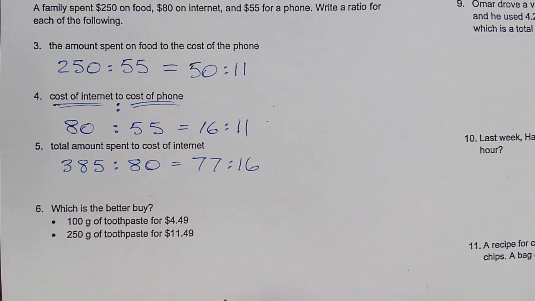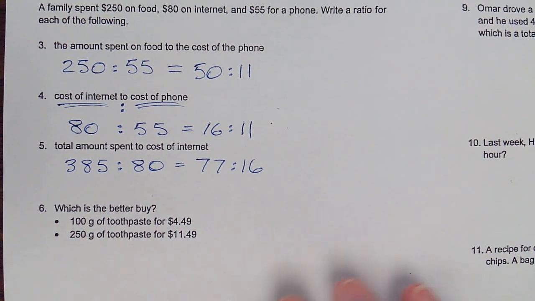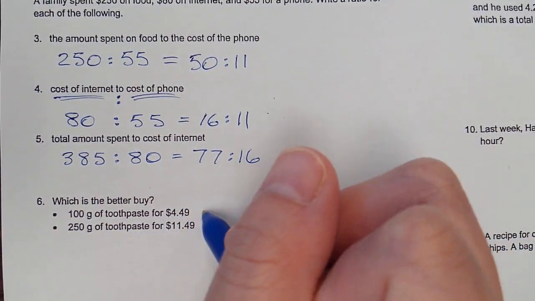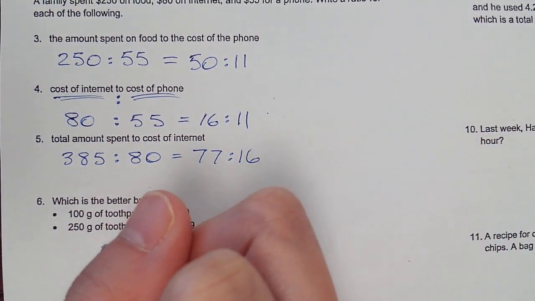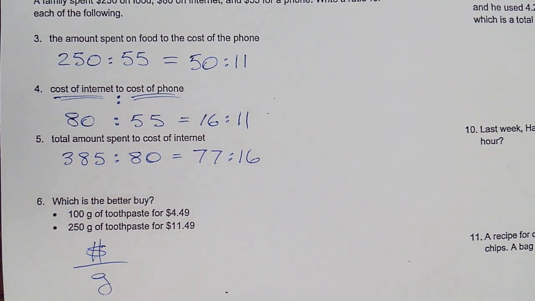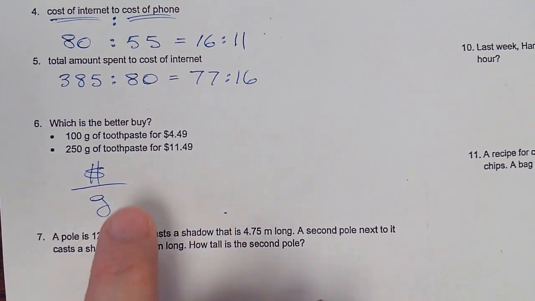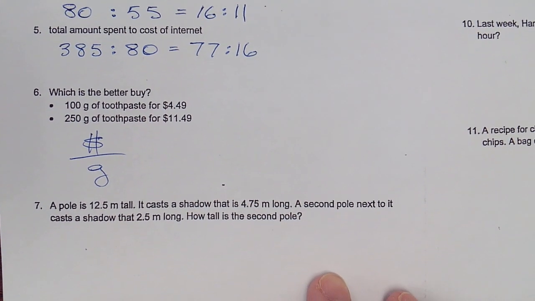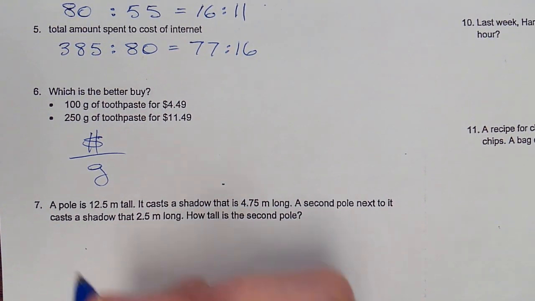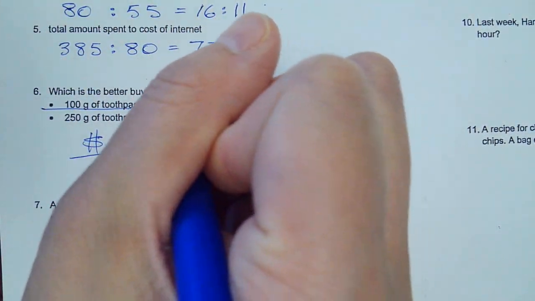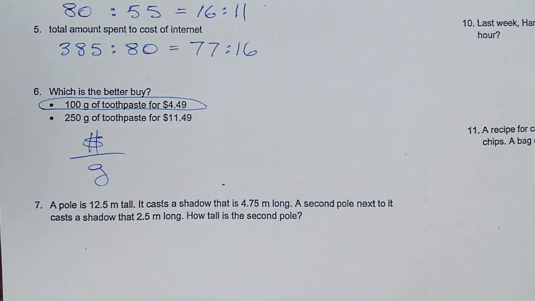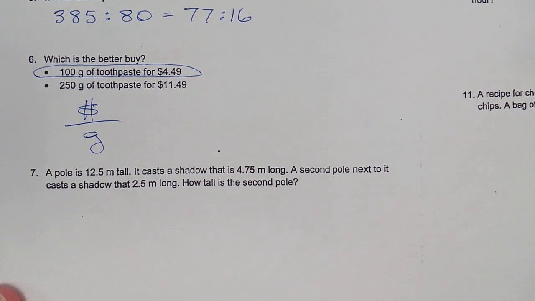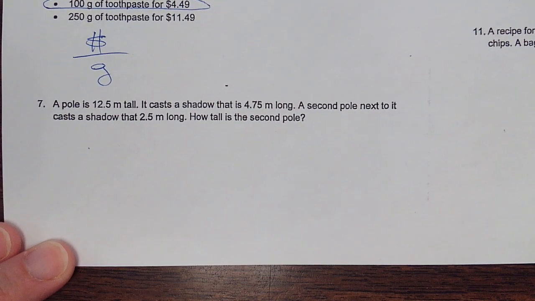Okay, and then this one, which is the better buy. Unit cost. Remember, dollar divided by gram. Okay, so for number 6, which one was cheaper? Yeah, Ivy? The 100-gram one. Okay, so doesn't always mean more is less. Okay, so in this case, the smaller toothpaste was cheaper.